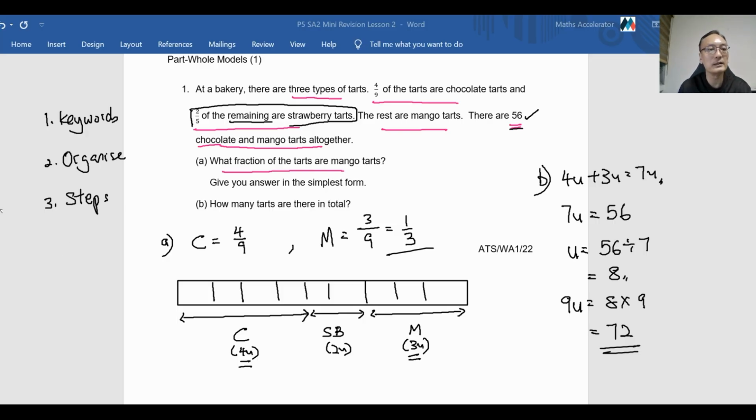Okay, let's move on to the next question and see how we can use this routine to help us understand the question better.